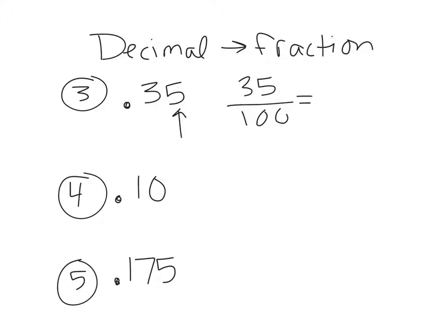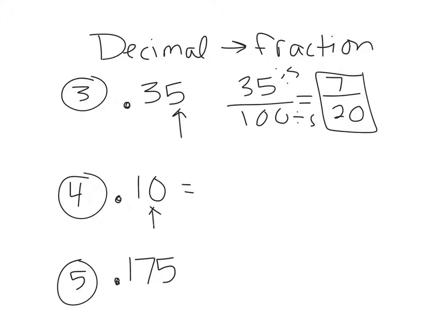I know they both divide by 5 because they end in zeros and 5, so 35 divided by 5 is 7, and 100 divided by 5 is 20. And 7 over 20 can't reduce anymore, so there's my answer.